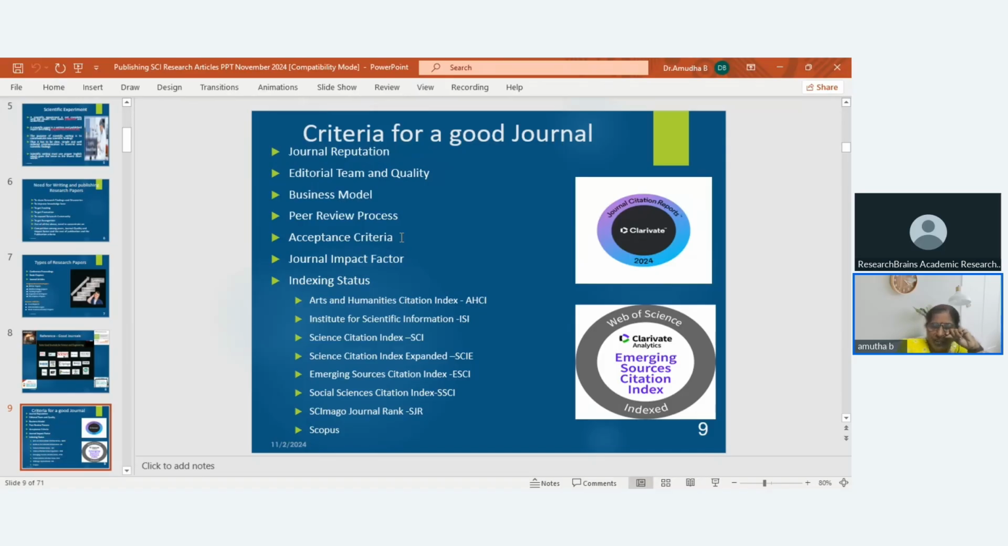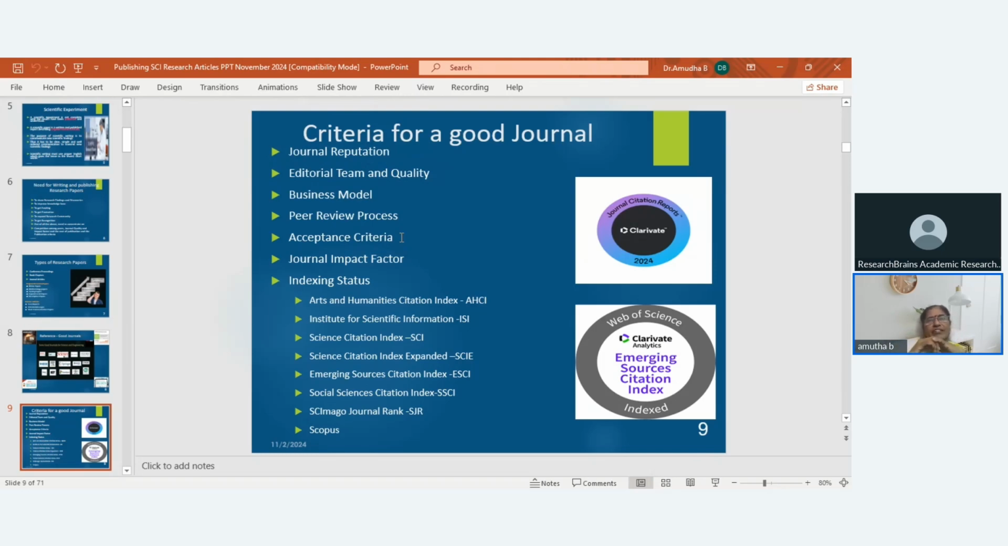What's the meaning of that? If 100 people send 100 papers, only 20% of the papers alone will be accepted. Some journals can accept 50%, some journals can accept 30%. Like that, they have an acceptance criteria.